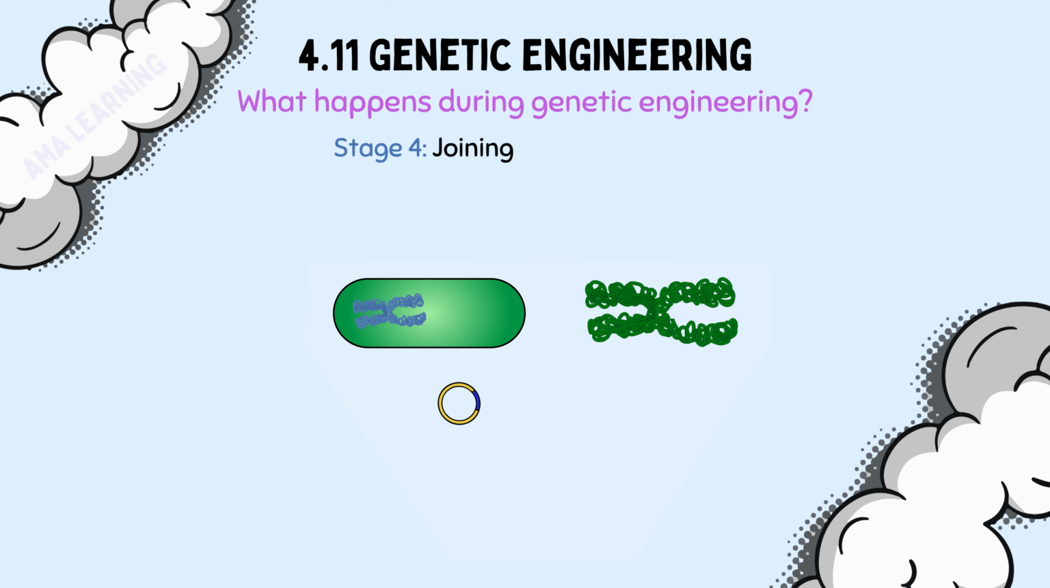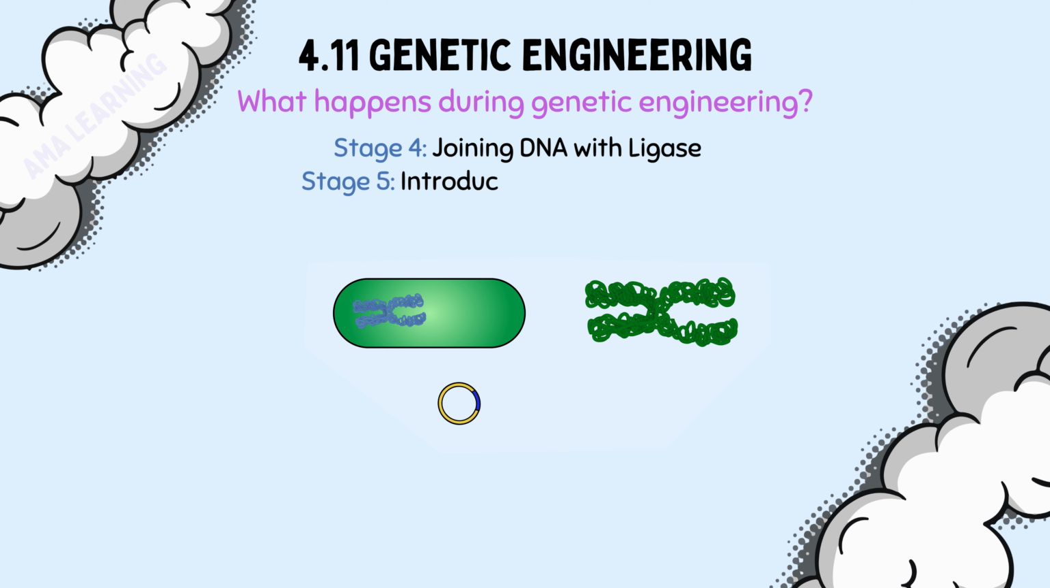Stage 4. Joining DNA with ligase. DNA ligase acts as a glue to join the sticky ends of the insulin gene and the plasmid DNA, forming recombinant DNA. This step ensures the insulin gene is stably incorporated into the plasmid.